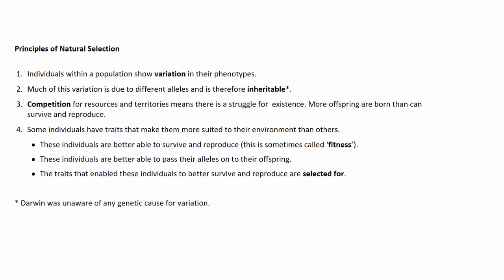Darwin outlined 4 principles of natural selection which have been modified due to our understanding of genetics and inheritance. And these modern principles of natural selection are, first, that individuals within a population show variation within their phenotypes, and that is evident from the different beak shapes of Darwin's finches. Much of this variation, as we know today, is due to different alleles and therefore is inheritable, so it can be passed from one generation to the next.